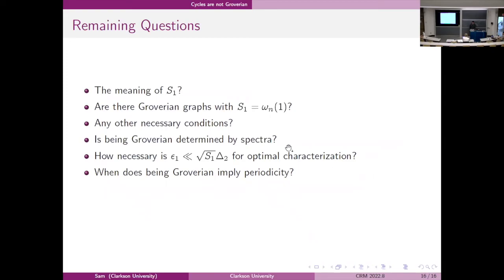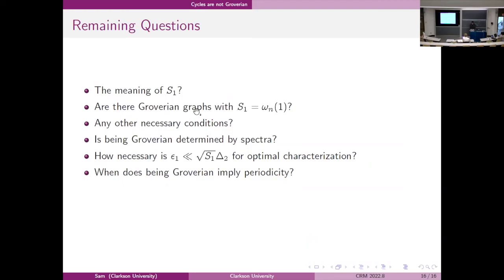So the first thing is the S1. We have no idea what the combinatorial meaning or the graph theory meaning for this S1 is. They said it's a search parameter, but still we have no good explanation for what's happening here.